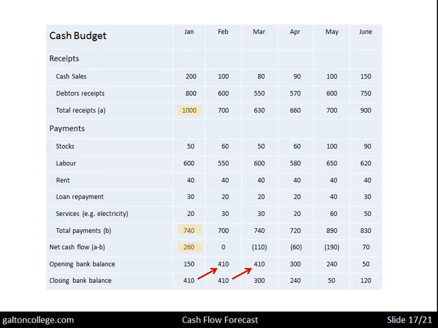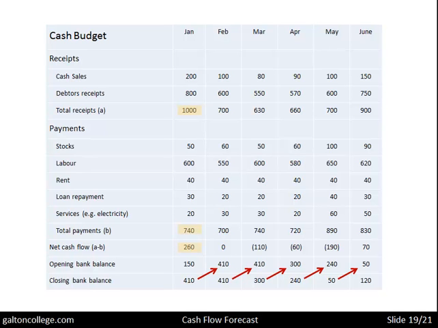Now we can see in March that the receipts were not as much as the outgoings. They were short by 110. So we have to pay for that 110. So we pay for it out of the 410 we carried forward, which is our opening bank balance, which means our closing bank balance in March is just 300. 410 minus 110, giving us 300. And there's the 300, which we carry up as the opening balance in April. So that's how the account is worked out.